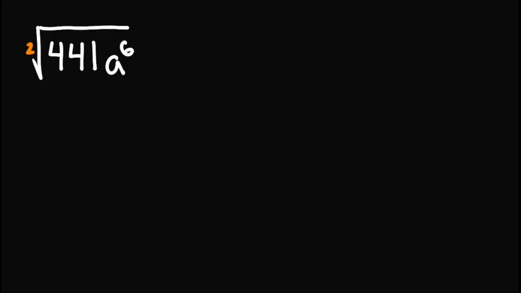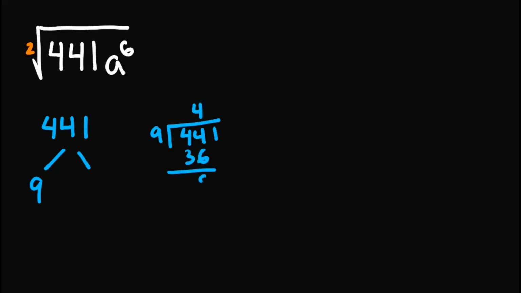So first, let's observe 441. Note that 441 is divisible by 9, since by the divisibility rule of 9, if we add its digits, the outcome is 9. So we can split this up into 9, and 441 divided by 9 will give us 49.